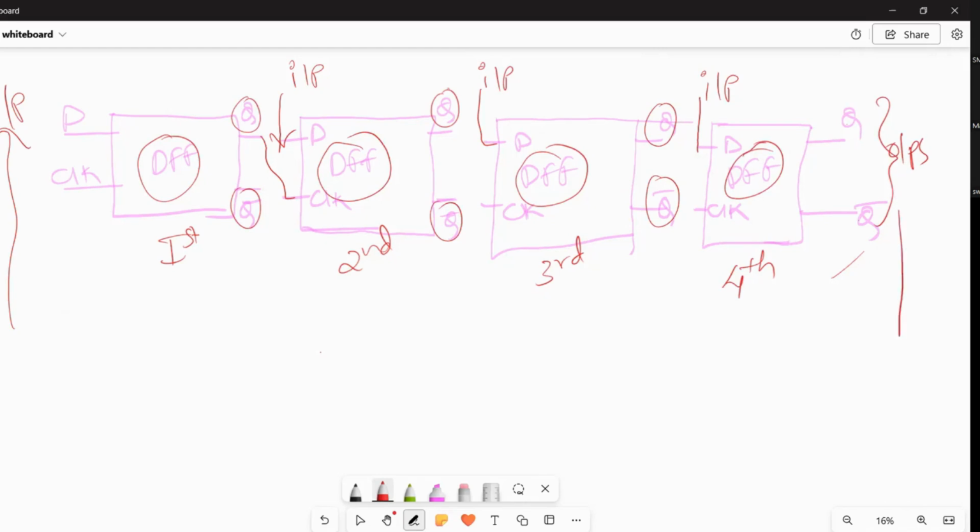Here, output, where? Here, extreme right side. At this place, this output depends on what? Not only this input, but as well as its previous output. Yes or no? Previous output. Why? Because output of each flip-flop is given to the clock input for the next flip-flop. See, output of this flip-flop is given to the clock for next flip-flop. This output is given to the clock for next flip-flop. This output is given to the clock for next flip-flop. Yes or no? Yes, sir.